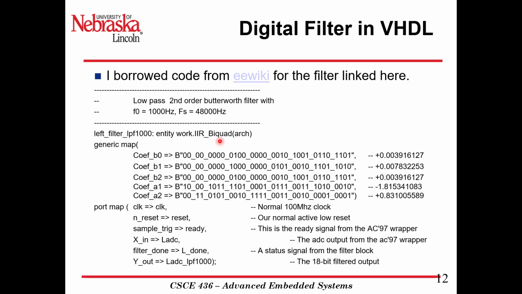The rest of it, we're using this second order Butterworth filter from DigiKey, the code, and we're port mapping it in. So we plug in the coefficients, and then we can get our ready signal coming off of the audio codec, and then we're going to have our ADC output from the audio codec wrapper, and then the output filter response. So there's a done signal and then an output filter response.